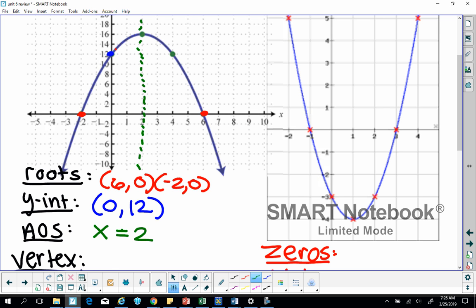On your test, it may try to trick you and say y equals 2. But remember, axis of symmetry is your x coordinate. What's your vertex? Beautiful. 2, 16. So right at the very tippy top, that point is 2, 16.